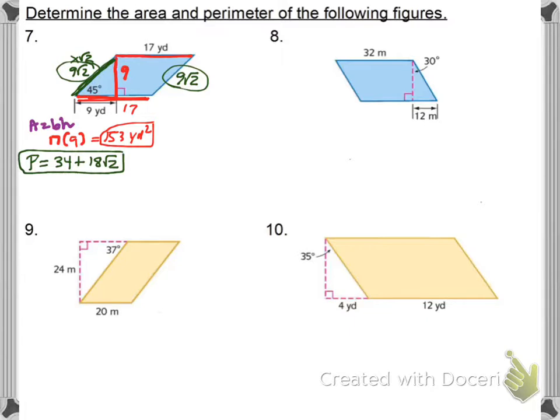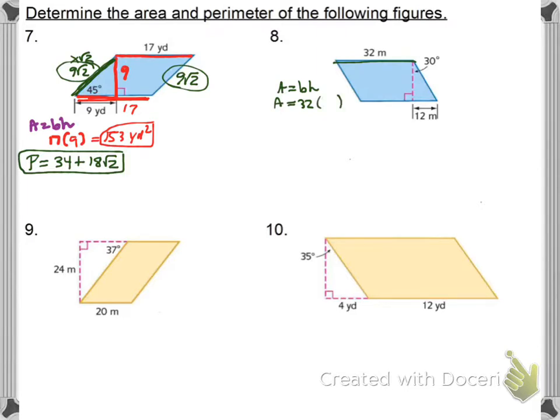Okay, number 8. So here, again, I need to get the area and perimeter. Well, the area, again, is just going to be base times height because it's a parallelogram. Okay, well, I can see the base here is 32. But, again, we need to find the height.